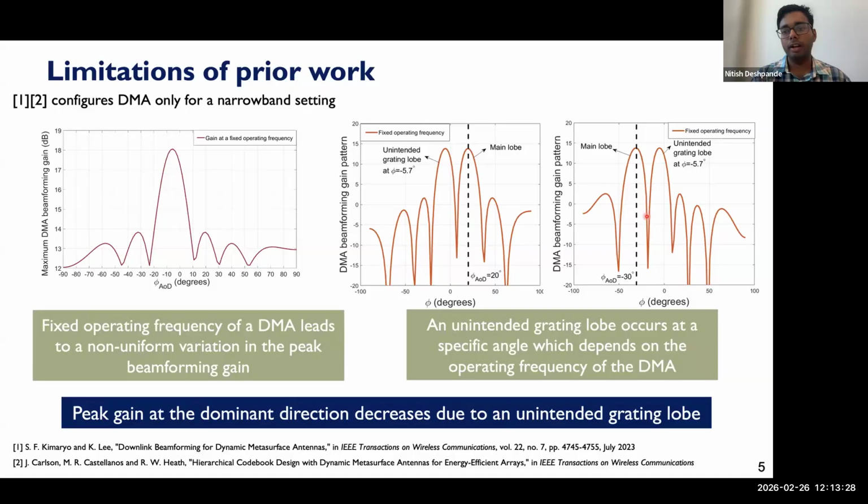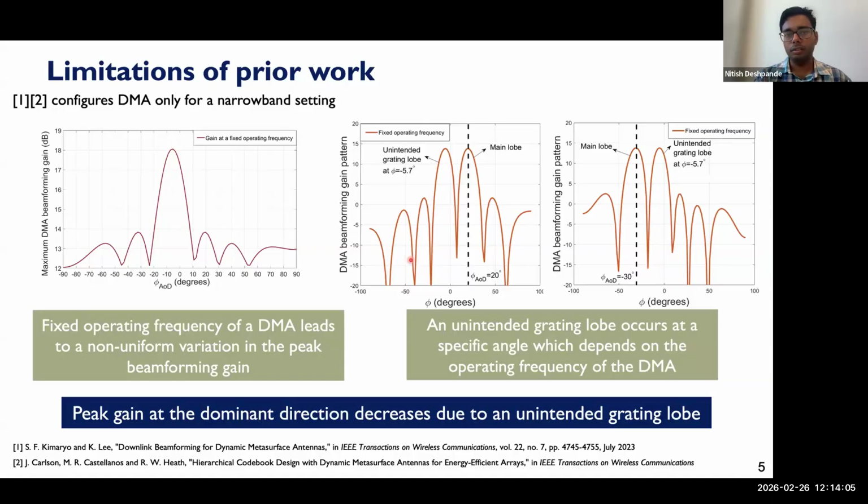Similarly, in this plot, when the target angle is minus 30 degrees, we see an unintended grating lobe at minus 5.7 degrees. In both these cases, we see these grating lobes, and we try to figure out why. As we know from array processing theory, when a grating lobe occurs, the main lobe peak also decreases. That's why we see that the peak gain is lower for most of the angles except this one angle, which is minus 5.7 degrees.